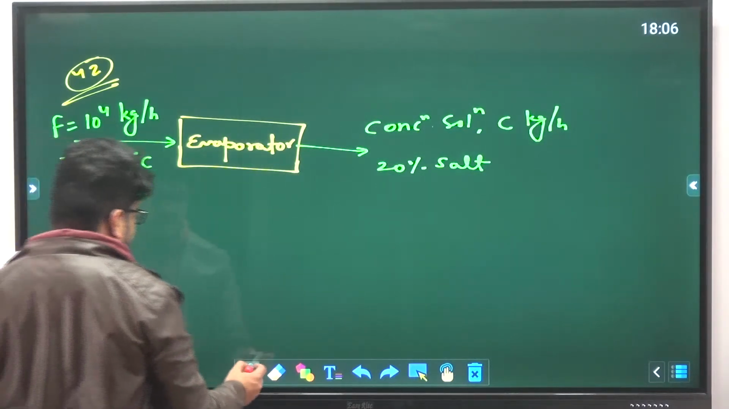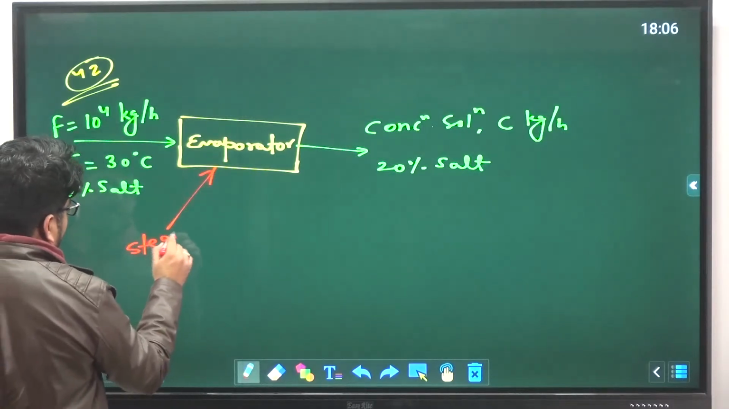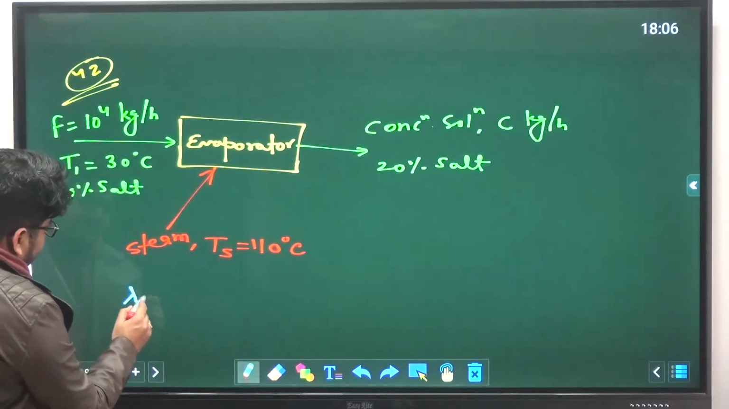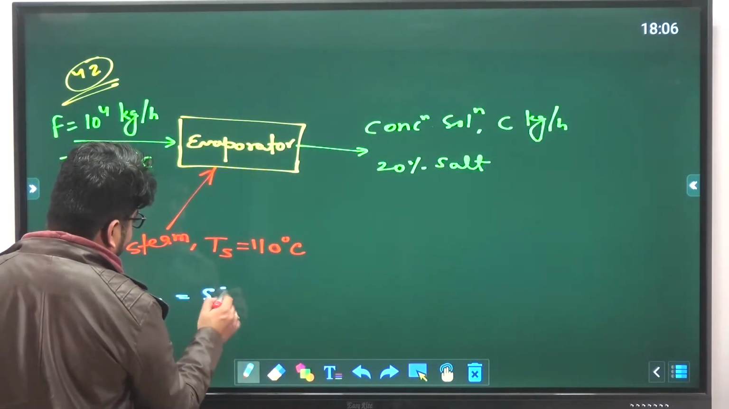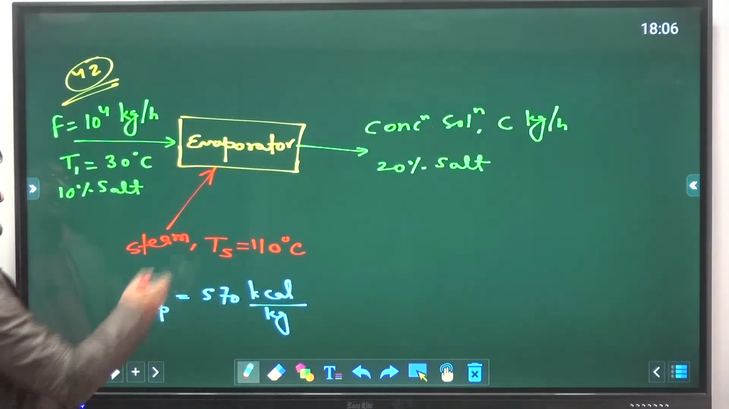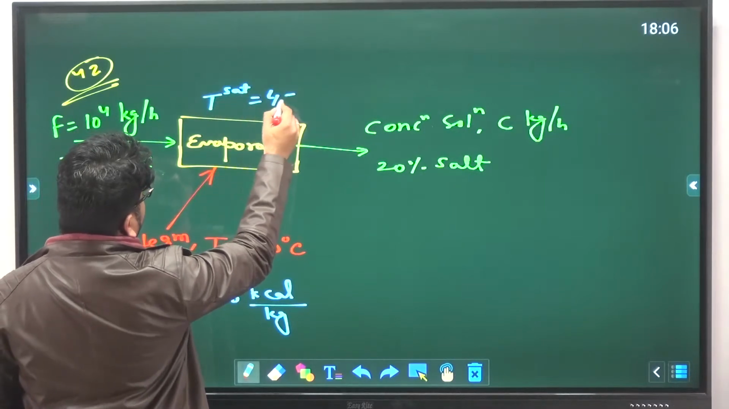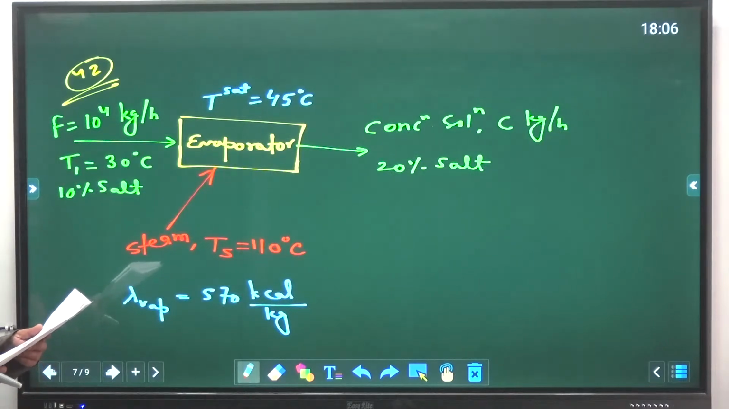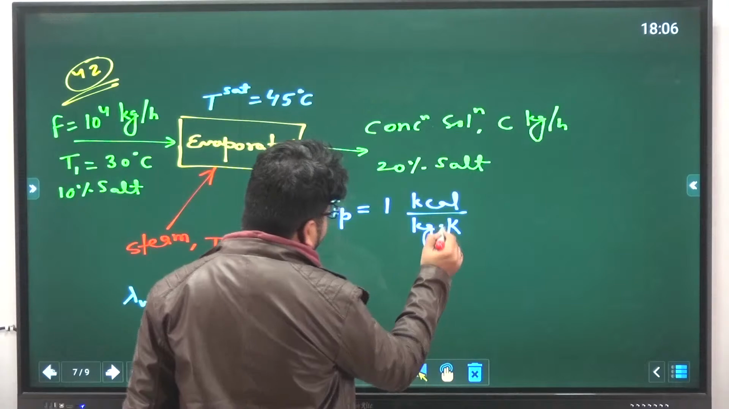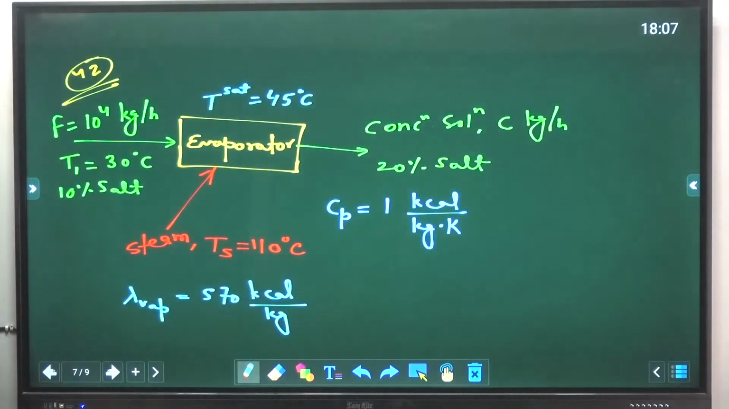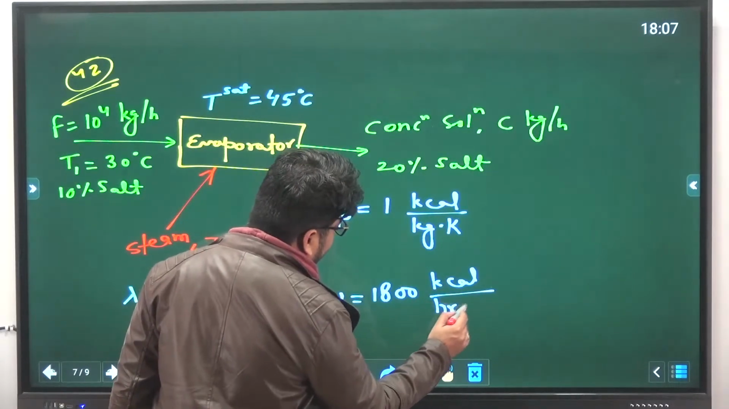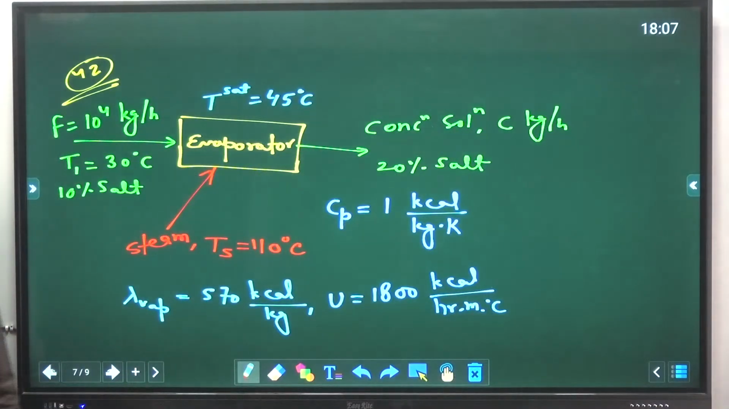Feed enters at 30 degrees Celsius, and here we are introducing the steam at temperature Ts, that is 110 degrees Celsius. The latent heat of vaporization is given as 570 kilocalorie per kg. The boiling point temperature of the solution, the saturation temperature, is given as 45 degrees Celsius. The specific heat of all the components in the solution is given as 1 kilocalorie per kg per Kelvin. So you have to find the heat transfer area if the overall heat transfer coefficient is given as 1800 kilocalorie per hour per meter square per degree Celsius.